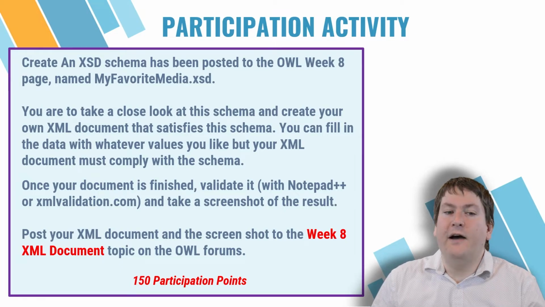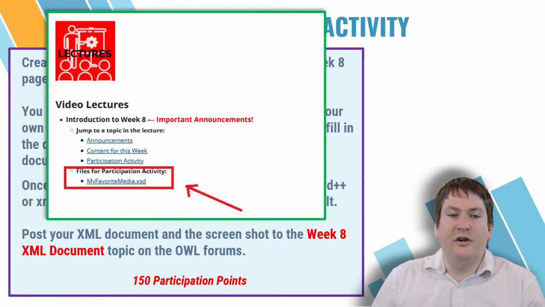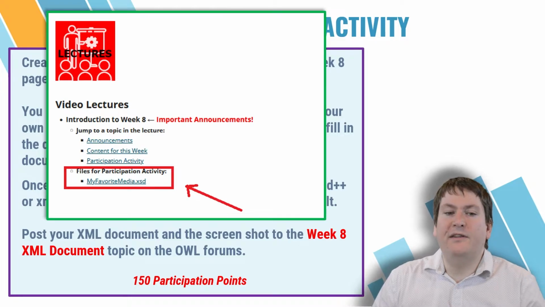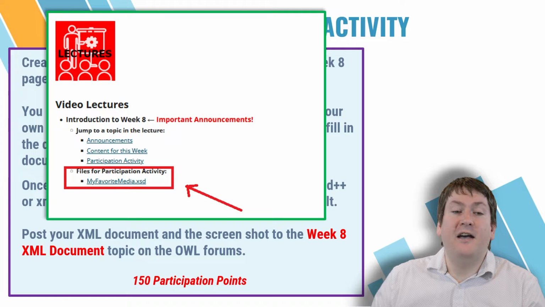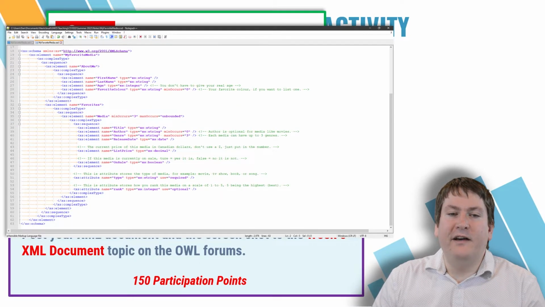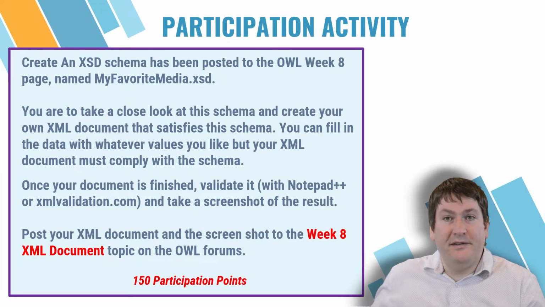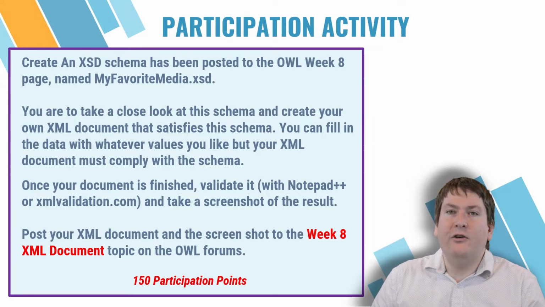So I have a file on OWL. It's under the video lectures, should be introduction to week 8, and then there should be files for participation activity, and there'll be a little link you can click. If for some reason that opens in your browser instead of downloading for you, just right-click on the link and click Save As. And it should contain a file that looks like this. Don't worry if you can't see that well in the video, you'll be able to download that and take a closer look. And what I want you to do is read over this schema, click carefully, and then try to create an XML document based on that schema.